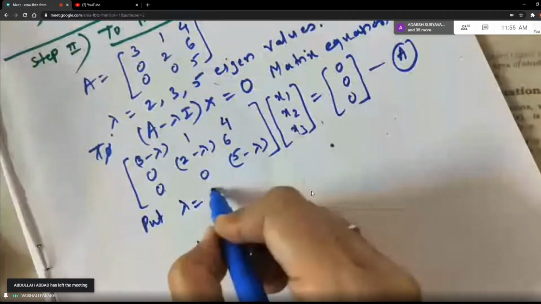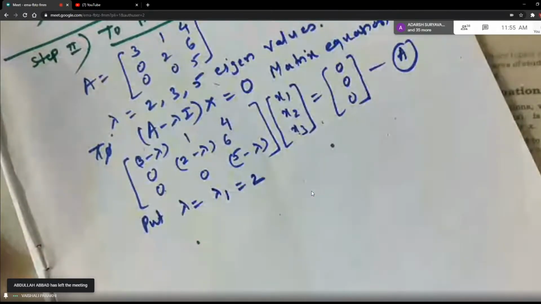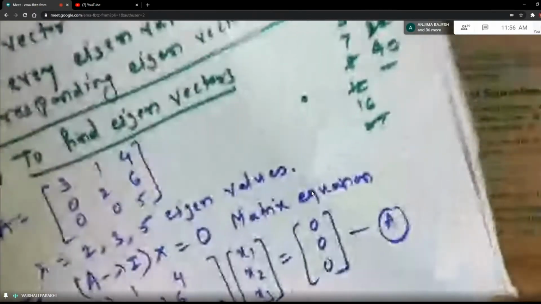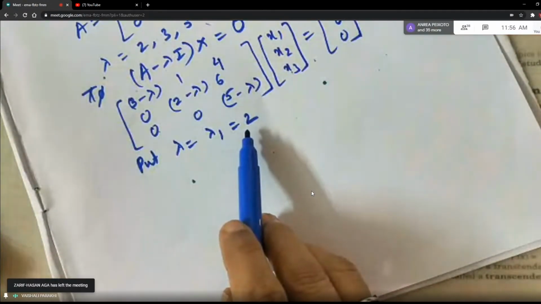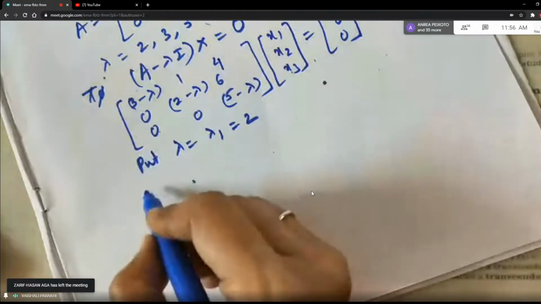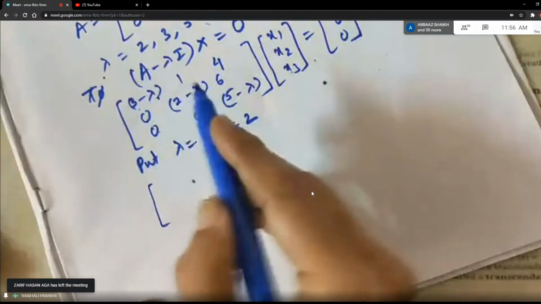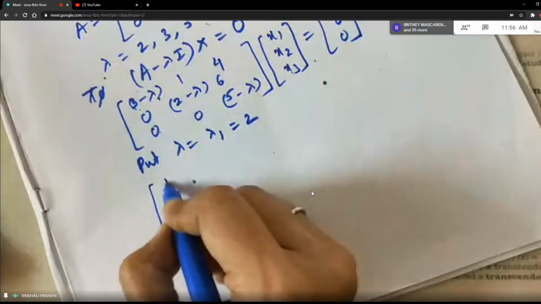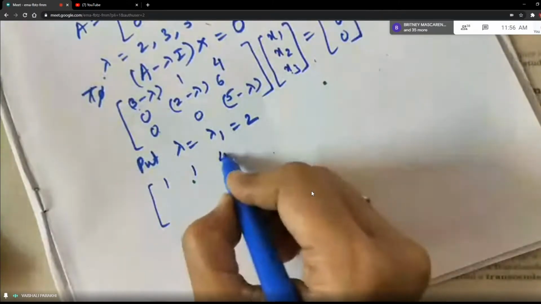Put lambda is equal to lambda 1 is equal to 2. Order is not important, as I told you, any eigenvalue you can take at first place. But usually I take in ascending order. So lambda 1 is equal to 2. What is going to happen here, students? Wherever there is lambda, I am replacing it by 2. So 3 minus 2 is 1, right? You will understand this if I directly substitute.